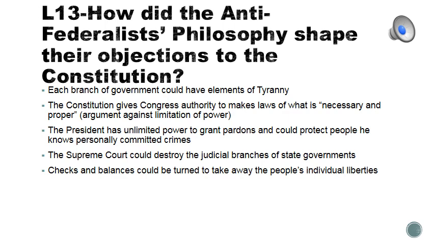The President also has unlimited power to grant pardons and could protect people he knows personally committed crimes. So if the President knows someone who has committed some type of crime, he can just pardon them. There is no limit on that. The Supreme Court could destroy the judicial branches of state governments. Checks and balances could be turned to take away people's individual liberties as well.